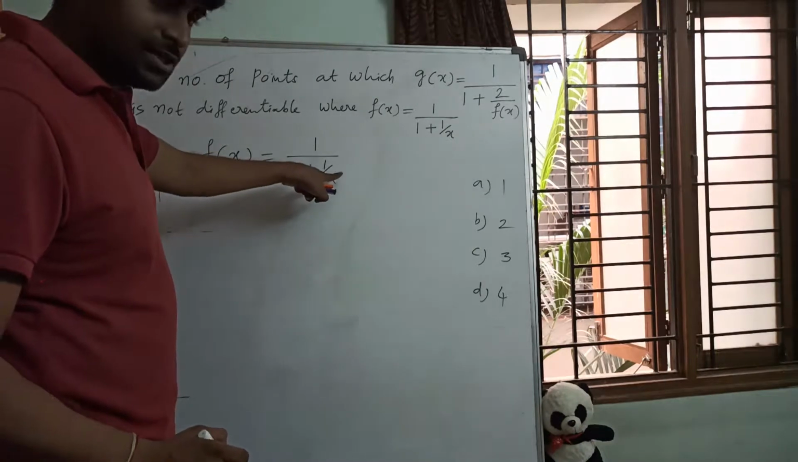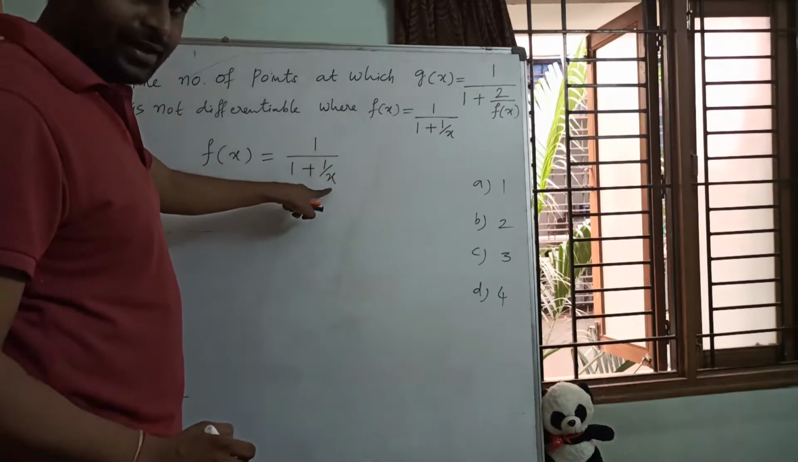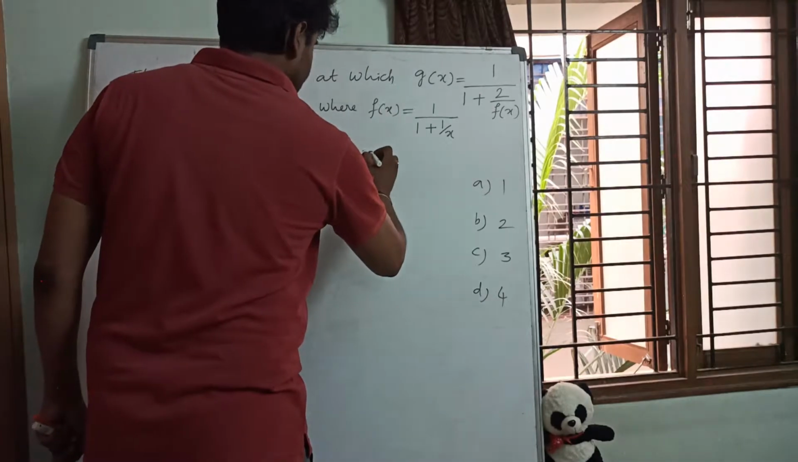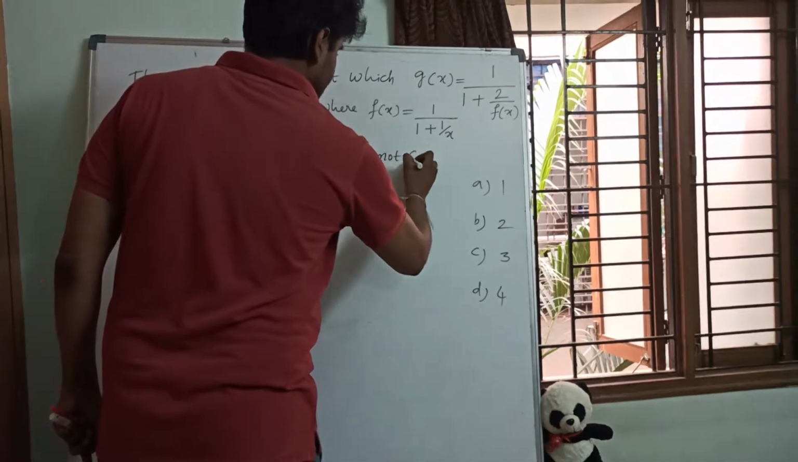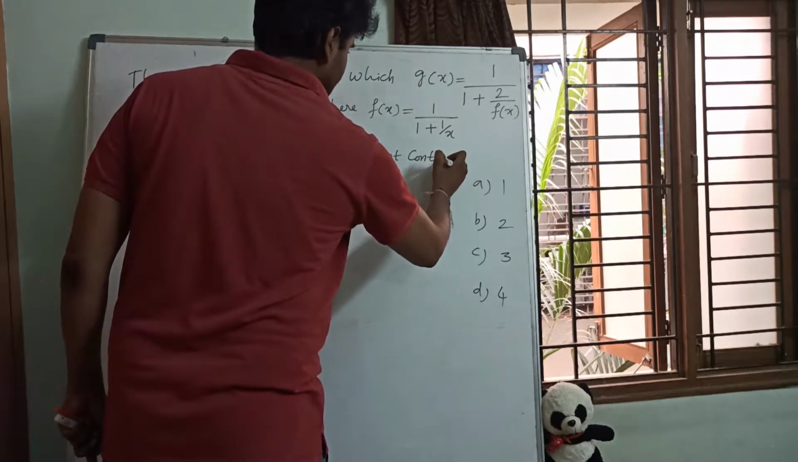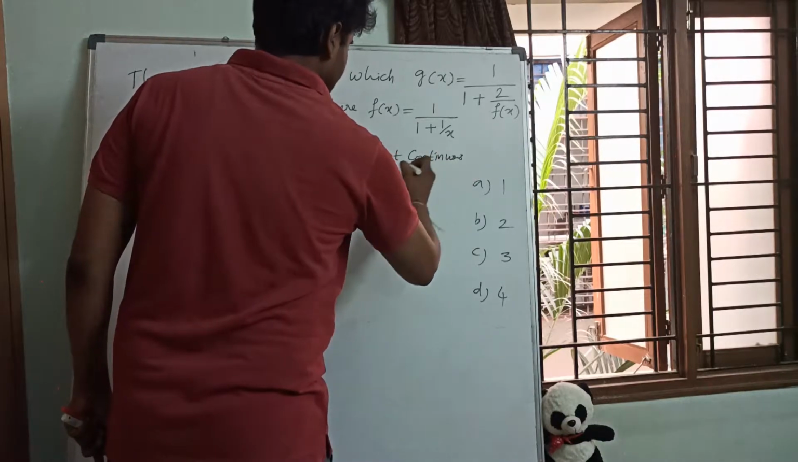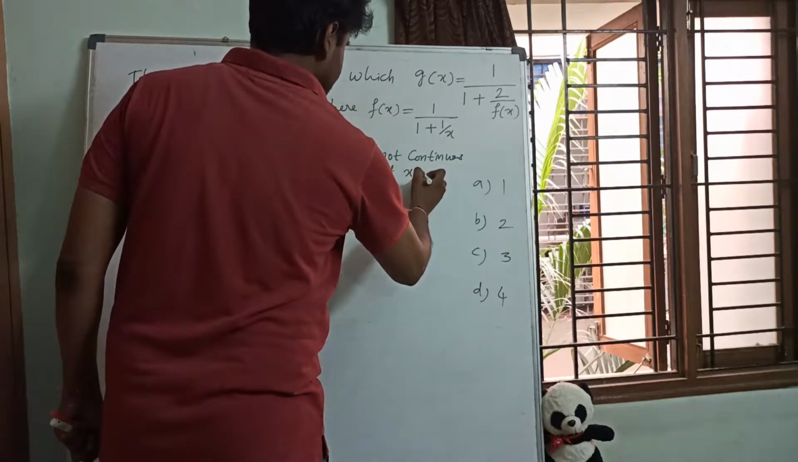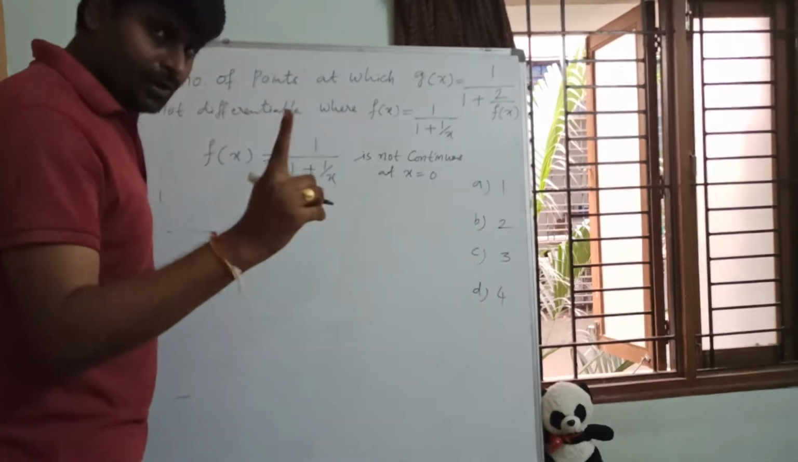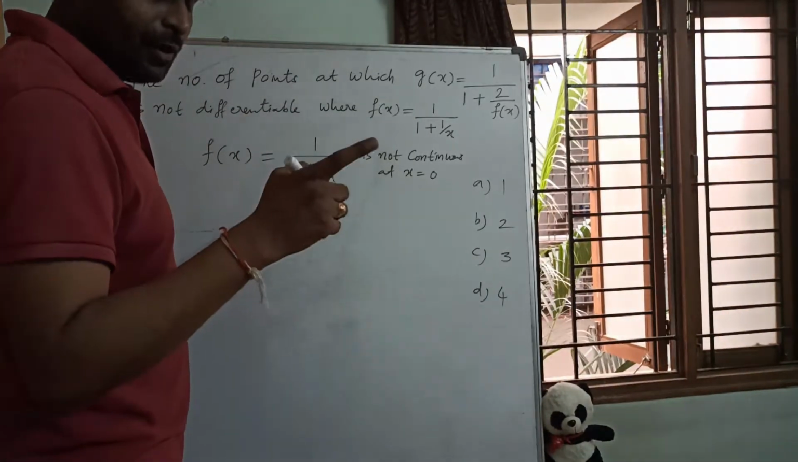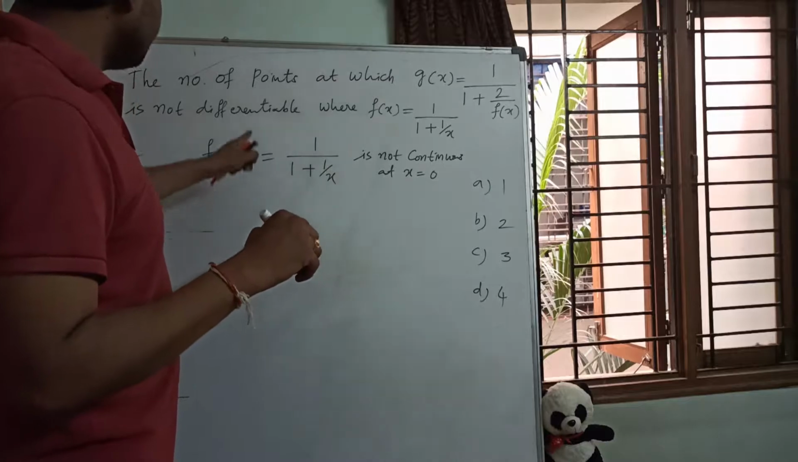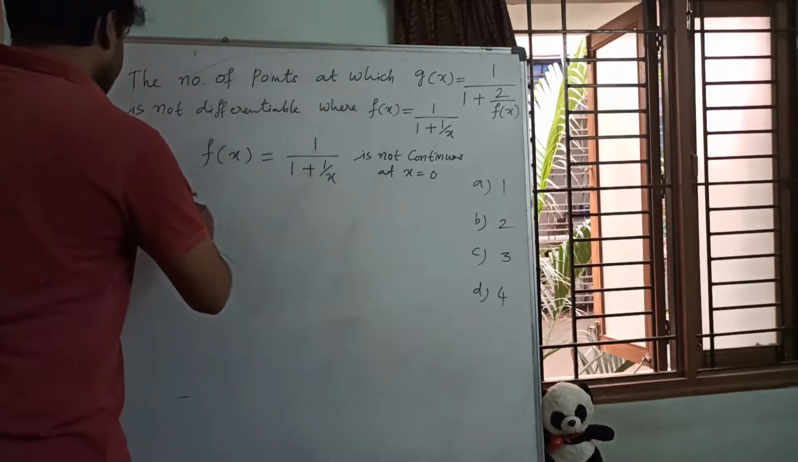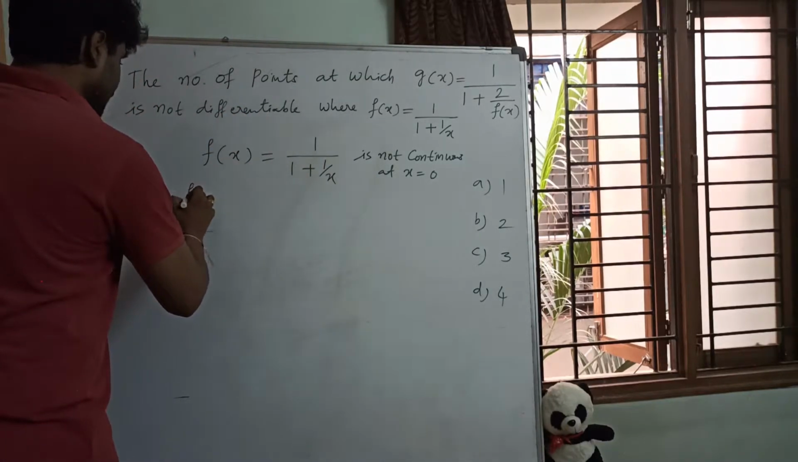So x should not be 0. When you put 0 here, it will be undefined. So it is not continuous, meaning not differentiable also, at x equal to 0. Clearly we can say. Okay, we got 1 point of discontinuity, meaning 1 point of non-differentiability. Correct?